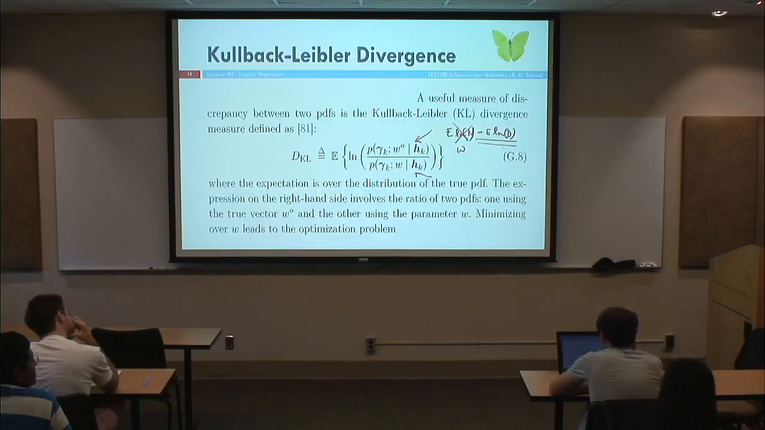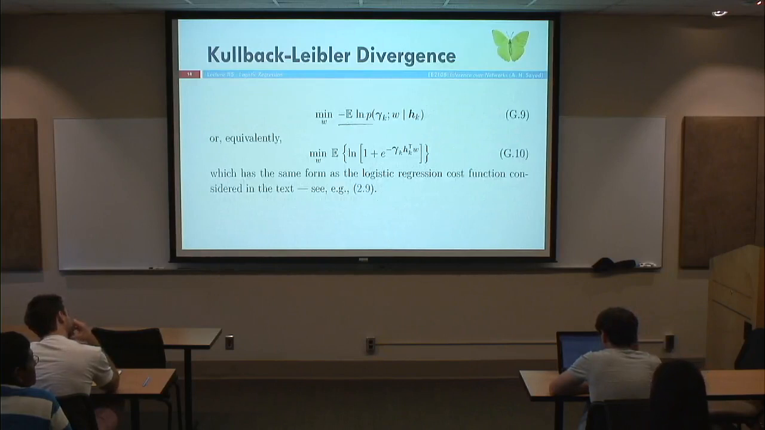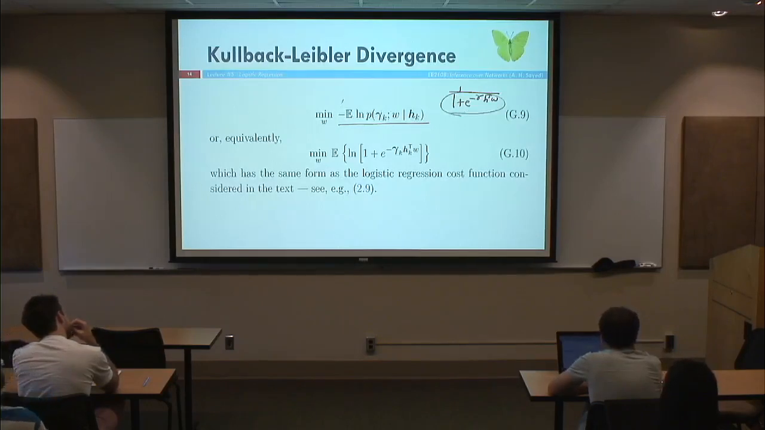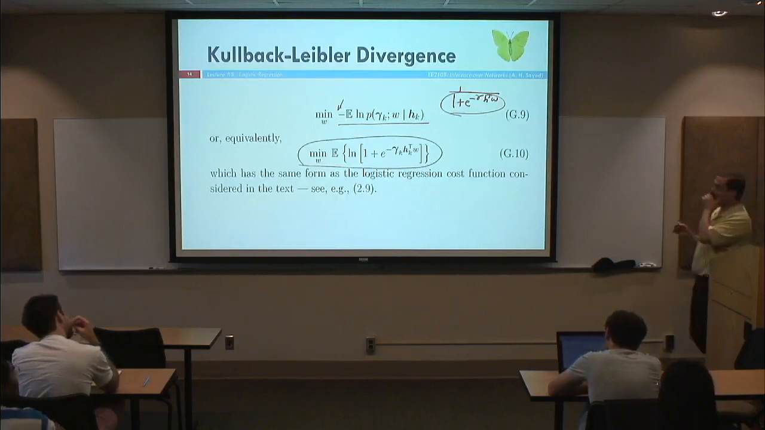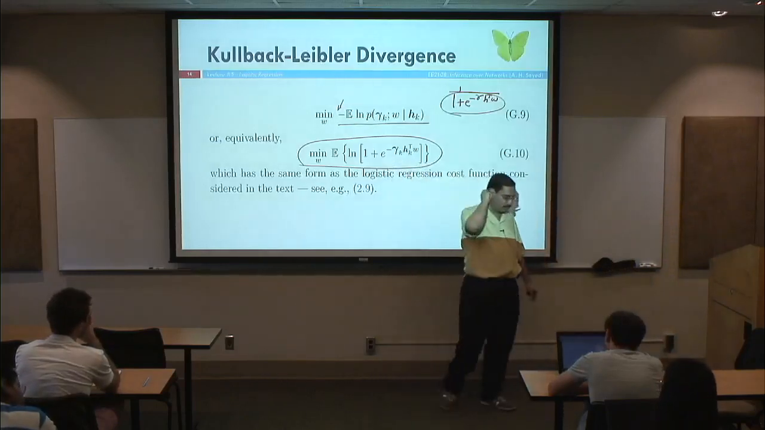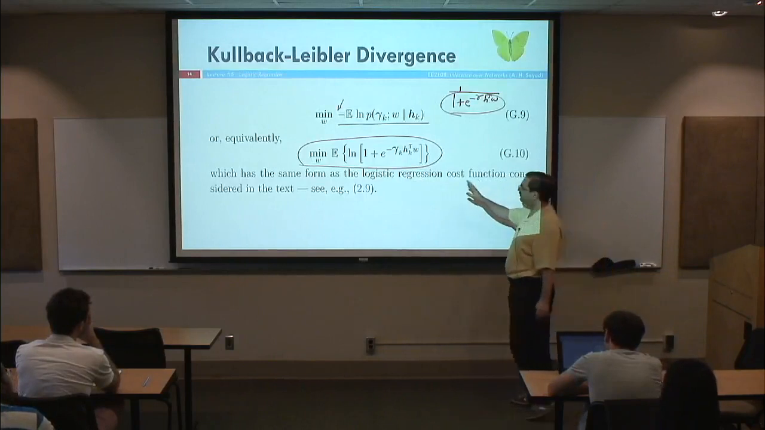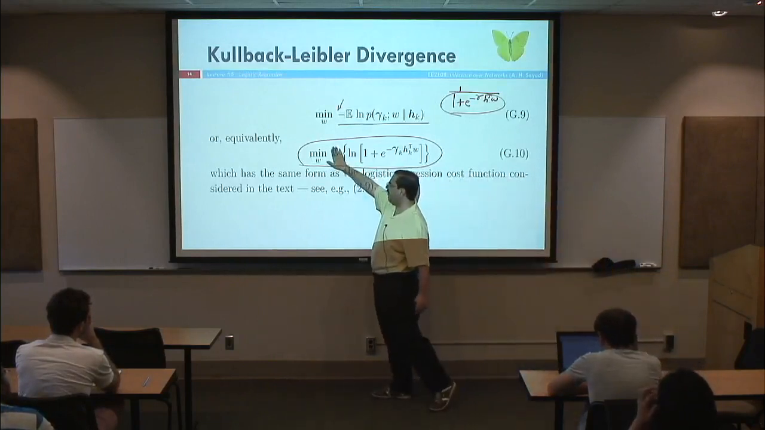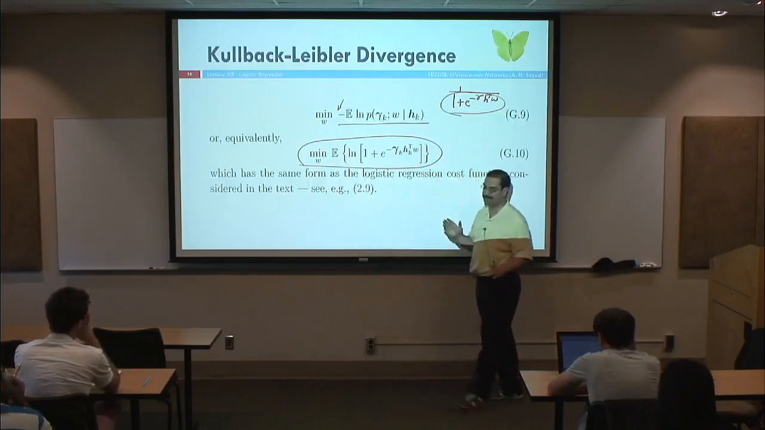Remember, P has the form 1 over 1 plus e to the minus gamma h transpose omega. Then the log of that becomes minus the denominator, and that minus cancels this minus, and you end up with this function. So this is the logistic function. That's how it comes up. This is the example I showed you before. I showed you this function without the expectation, but this is where it comes up.